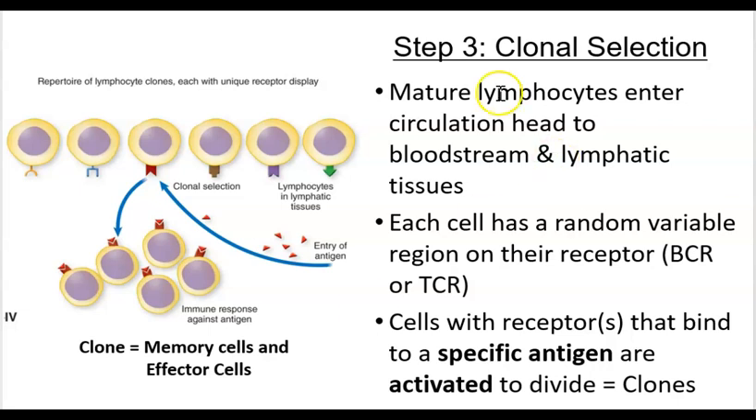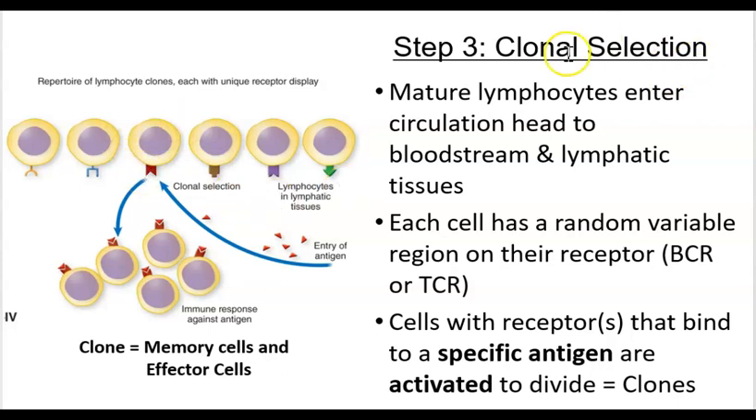And now we take those lymphocytes and they are going to go into circulation. They will head out to the bloodstream and they will go into lymphatic tissues. And it's important to remember each of the cells has this random variable region on that receptor, whether it's a B cell or a T cell. And cells that are floating around out there that actually are going to bind to a specific antigen, those guys are going to get activated to divide. And when those cells divide, we get clones of the original one.